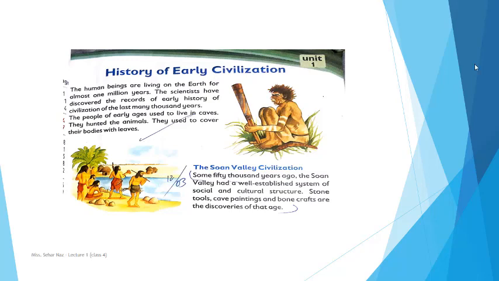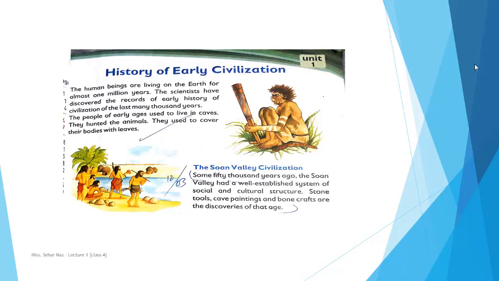Now we will talk about the Soan Valley civilization. It represents the era of 50,000 years ago. The Soan Valley people had a well-defined system of moral and cultural values. They made weapons from bones, did cave paintings, and also made bone crafts to decorate their houses.